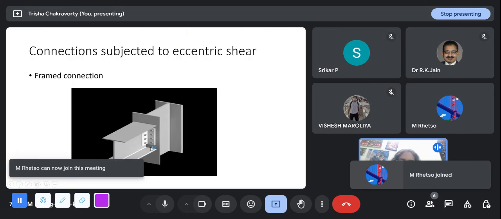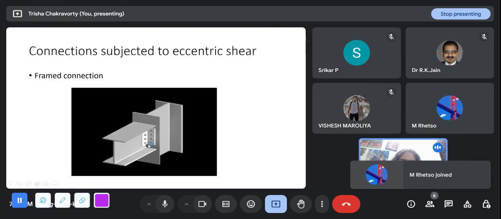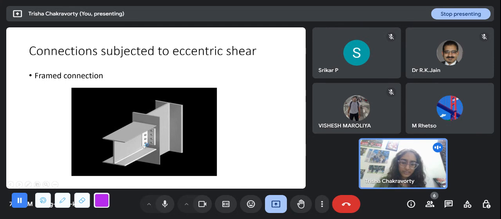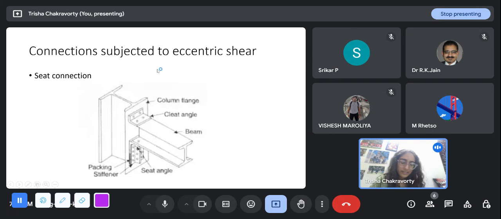Okay, this is the length of the angle, and these two are the legs of the angle. They are at 90 degrees to each other. So you place the angle such that one leg rests against the column, and one leg rests against the web of the beam, and then you bolt these. You can also weld these ends. So of course it is not necessary that you have to bolt it.